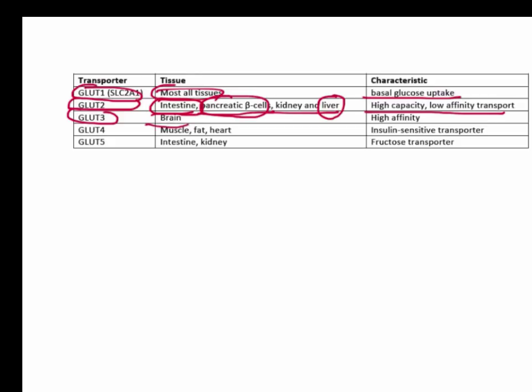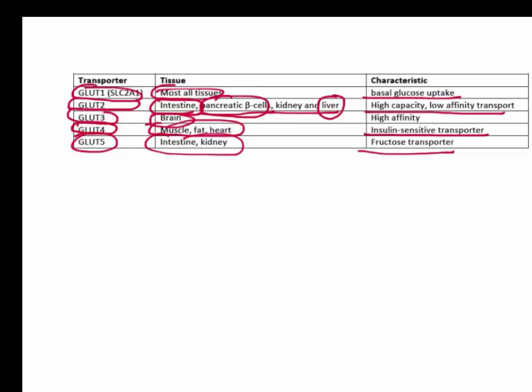GLUT3 is found primarily in neurons, and it transports glucose into nerve tissue. GLUT4 is found in adipose tissue and striated muscle, including cardiac and skeletal muscle. The GLUT4 responds to the level of insulin in the blood. So as the insulin increases in the blood, the level of GLUT4 in the cell membrane increases, and so there's a greater transport of glucose into tissues, including adipose tissue and muscle tissue. GLUT5 is found in the kidney and intestine, and it actually acts as a fructose transporter.